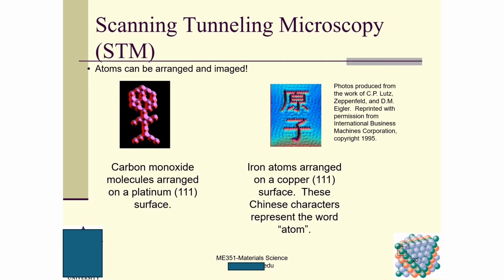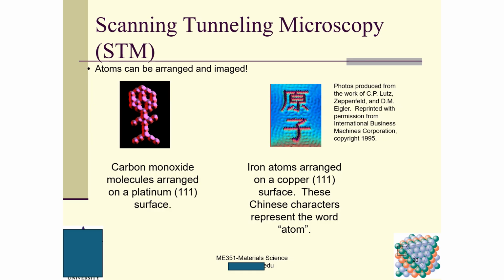And then we talk about the scanning tunneling microscope. These atoms can be arranged and imaged. For this one, you can see it looks like a cookie: carbon monoxide molecules arranged on a platinum 111 surface.